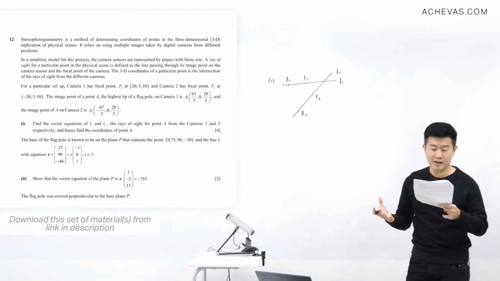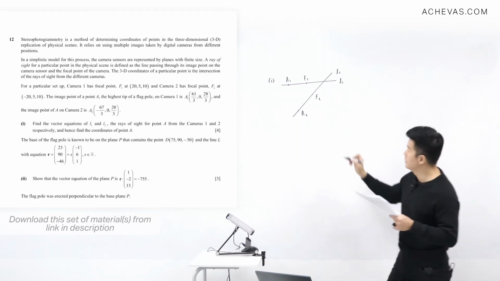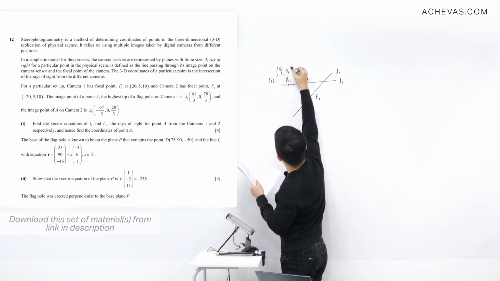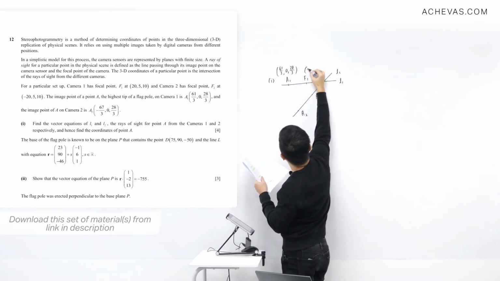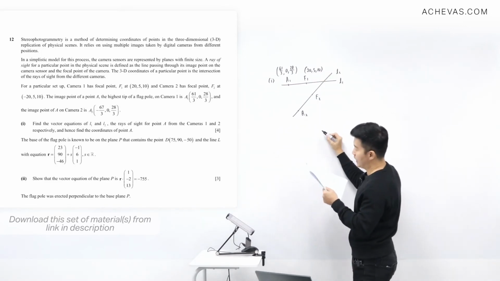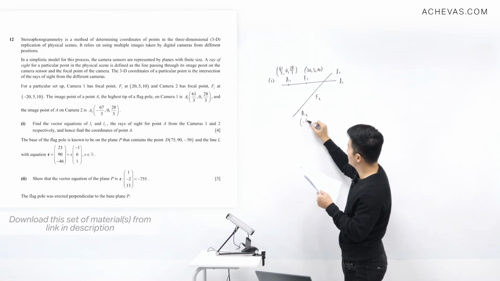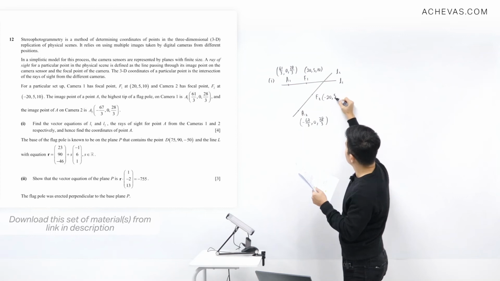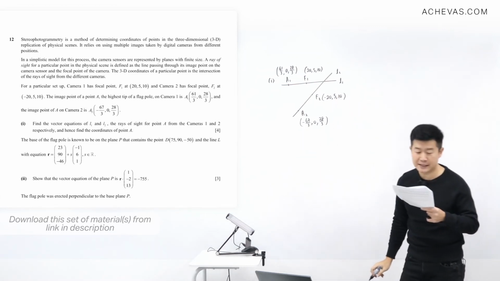The question gave me the coordinates of all the 4 points here. So for A1, let me just write it down. A1 is going to be 61 over 3, 0, and 28 over 3. As for F1, it is given to me by the question as this. For A2, the question gave me the information as this, over 3, 0, and 28 over 3. And for F2, this is negative 20, 5, and 10.